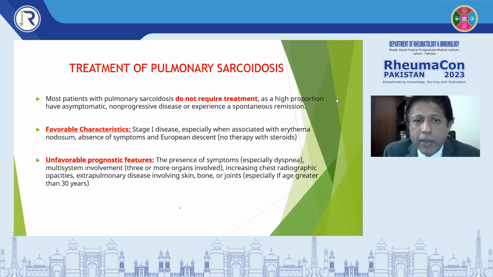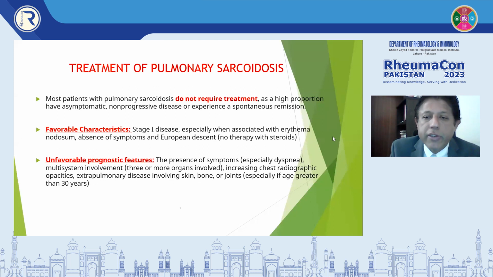And if they're asymptomatic, you're not going to treat them, because the disease can be non-progressive or can remit on its own. The favorable characteristic is stage 1 lung disease, and if the patient has obvious erythema nodosum, or an absence of other symptoms, and if they're of European descent with no steroid therapy required.